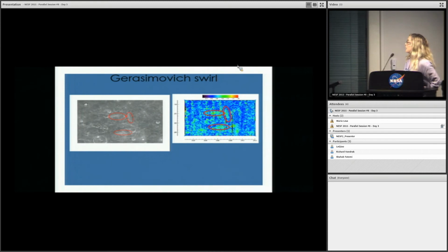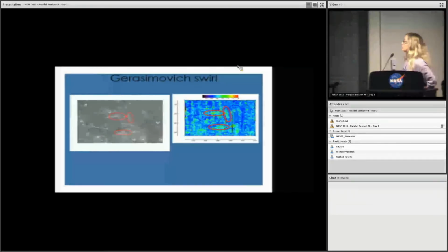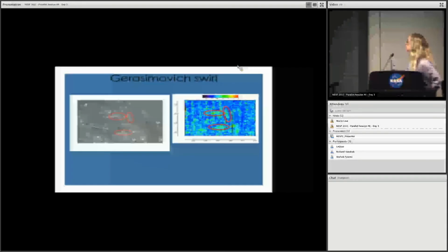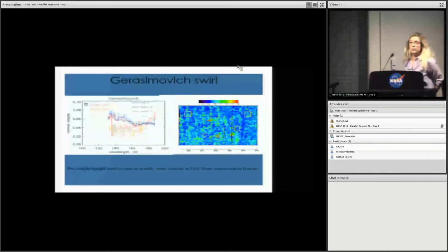Here I'm circling the brightest of the swirl regions just to help guide the eye, since it's not quite as obvious as Reiner. And we see, again, higher FUV ratios where the regions are visibly bright. Here are spectra. This is where it gets really interesting.